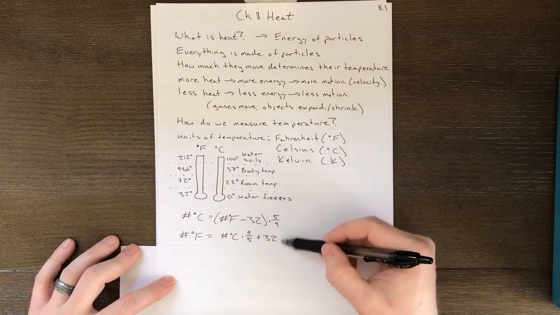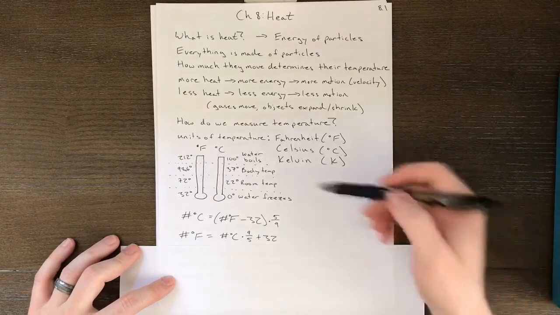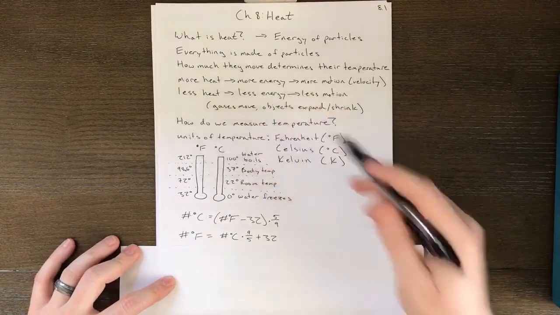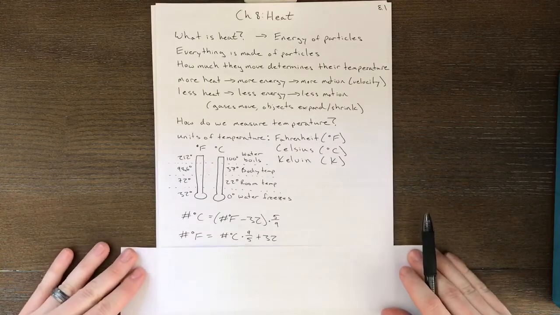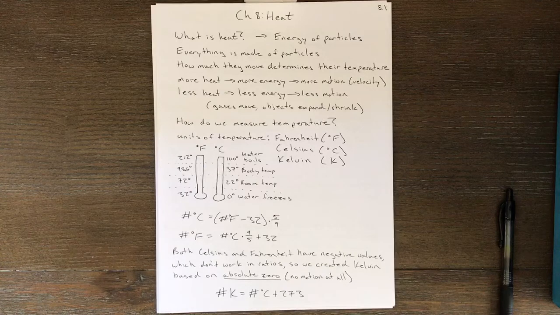You may have to use these a couple of times, but in general, we're not going to be using them much. We'll just work within Celsius. We're not going to convert back and forth a whole lot. However, there is something fundamentally flawed about both of these temperature scales. Both Celsius and Fahrenheit have negative values, and that doesn't work well in ratios, which we'll see next chapter.